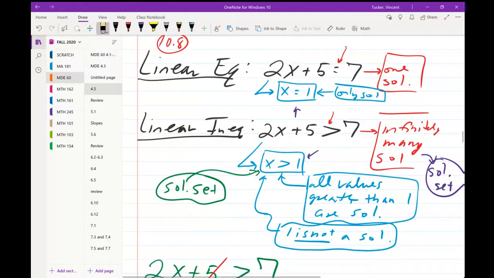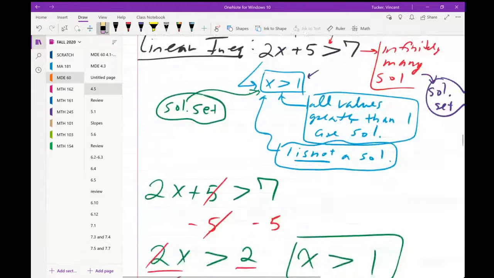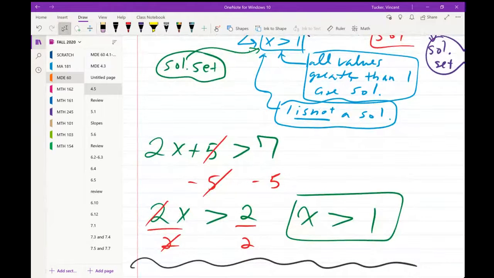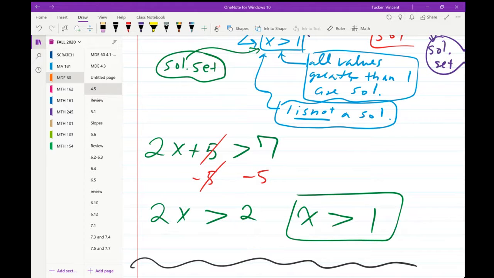All right. And here I'm just going through the process. If I have 2x plus 5 is greater than 7, just like before, subtract 5 from both sides. 5's cancel. You're left with 2x is greater than 2. Divide by 2. And x is greater than 1. So that's where we got that from.